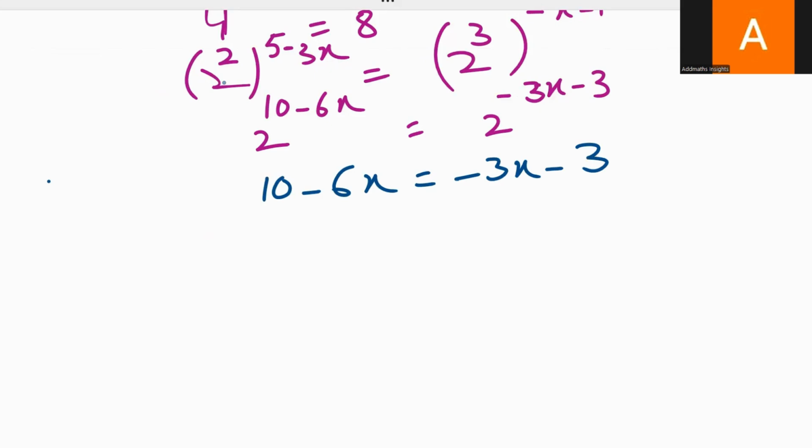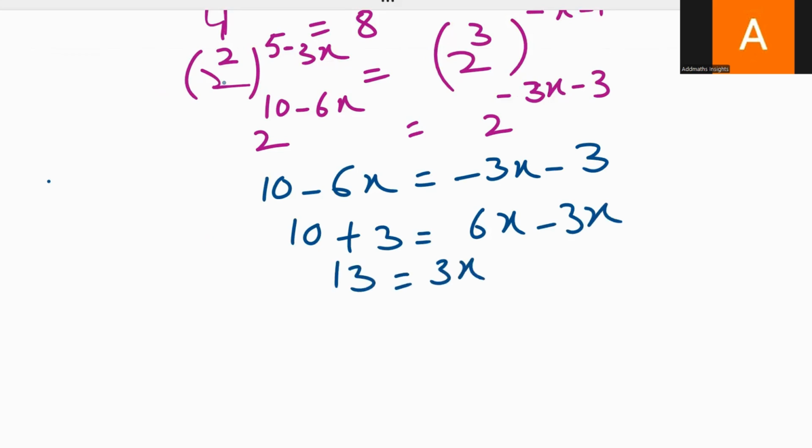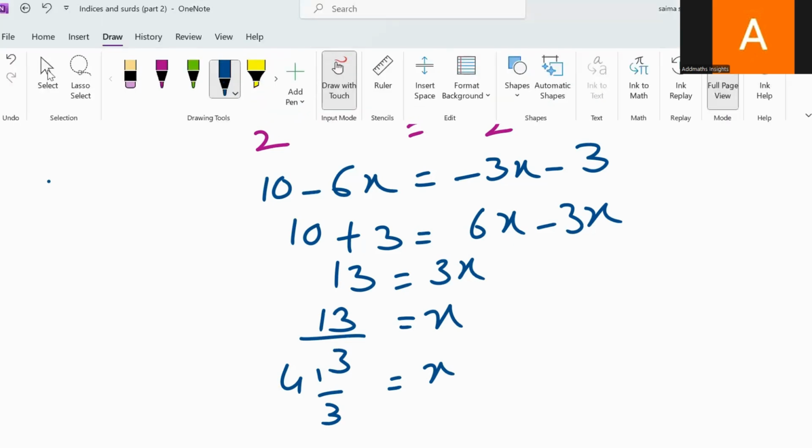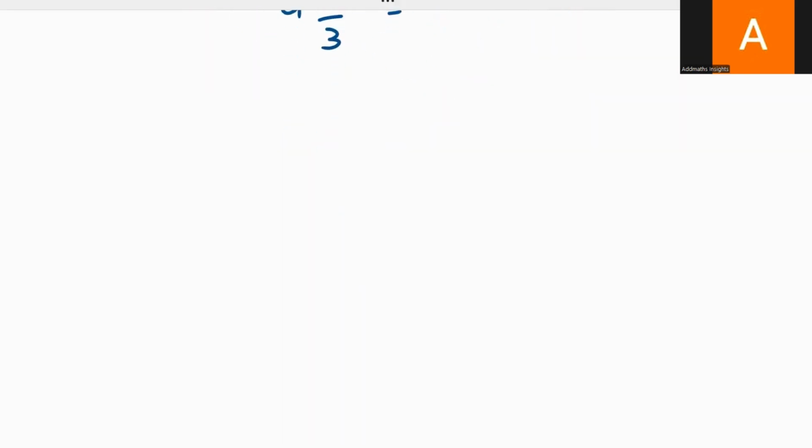And we take all variables on one side. So it will be 10 plus 3 and it will be 6x minus 3x. So 13 is equal to 3x. So x is equal to 13 by 3, and you can write x is equal to 4 whole 1 by 3. So in this way, you can make the bases the same and then compare the exponents, and solve to find the values of x. Now we extend this concept. One more example.